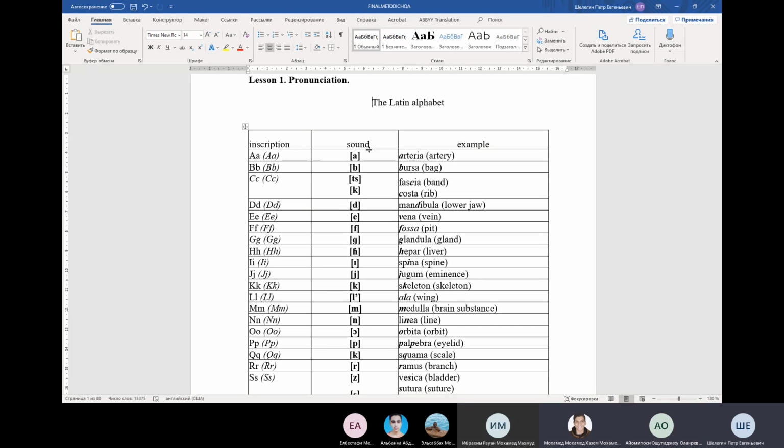For example, the Latin term for an artery will sound like arteria. The thing is, try to do all the vowels in a hard way, not in a soft way. All the vowels except the E must be pronounced hardly. That's why we say arteria. Correct.